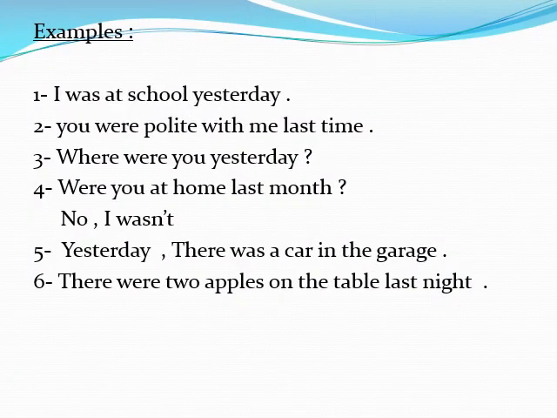Here we have many examples to describe the past events, the use of was and were. Number one, I was at school yesterday. Number two, you were polite with me last time. Number three, where were you yesterday? Number four, were you at home last month?